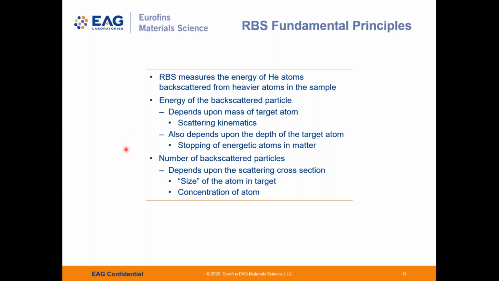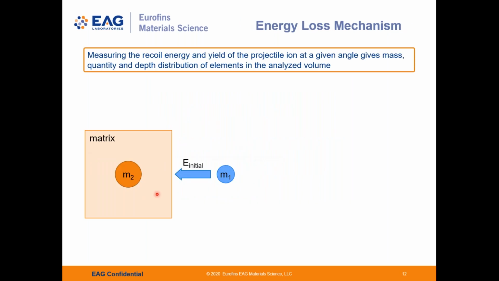The yield, or number of backscattered ions, depends on the atomic size and the concentration of the element, and can be related to the scattering cross-sections of the elements. In the next slide, we will see how RBS is able to obtain depth information. So let us begin with this picture.